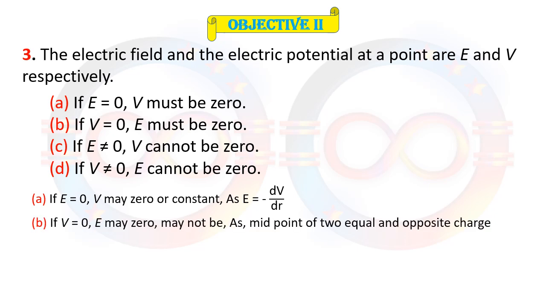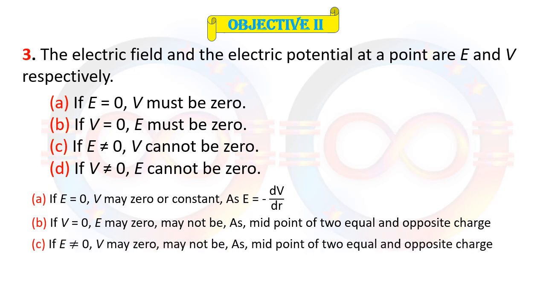Then the second one, V is equal to 0, E must be 0. Take the midpoint of two equal and opposite charges, where the electric field is always towards the negative charge, and the potential will be 0. So here potential is 0, but E is non-zero, so not mandatory. Then C also you can take in the same example. E is not 0 at the midpoint, but V is 0 at the midpoint. But here it is saying V cannot be 0.